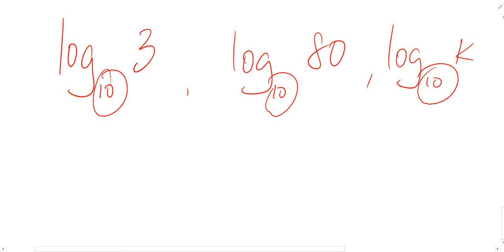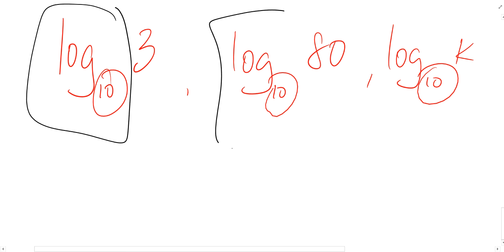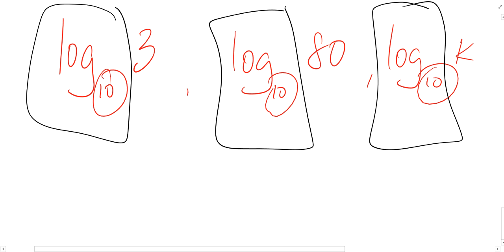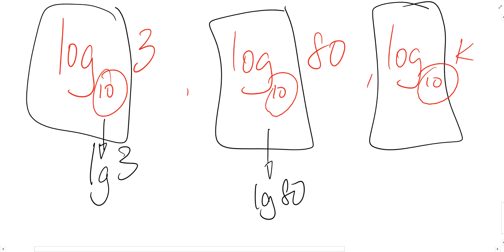10 is a very special number. Instead of calling this log base 10, log base 10, log base 10, we are really lazy. We call it lg, like this. They don't want to write the o, they don't want to write the 10. So it is now changed to this. So this is log 80. This is log 3. This is log k. Okay, save a little bit of time.